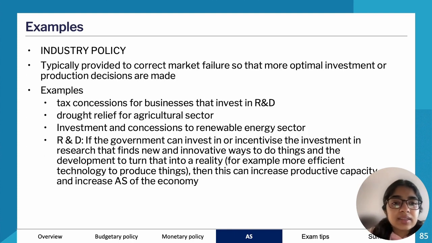Industry policy. So this is to correct our market failure so that we can have a more optimal investment in different resources. An example of that is tax concessions for businesses that invest in R&D. R&D is research and development. Research and development is really good, and it has a positive externality, and it's underproduced.